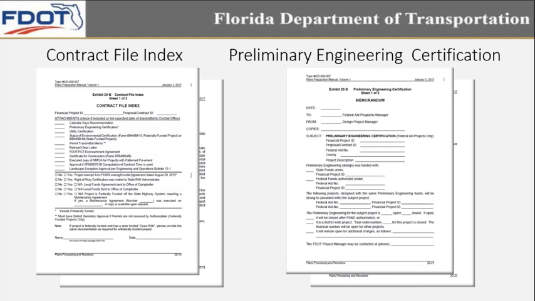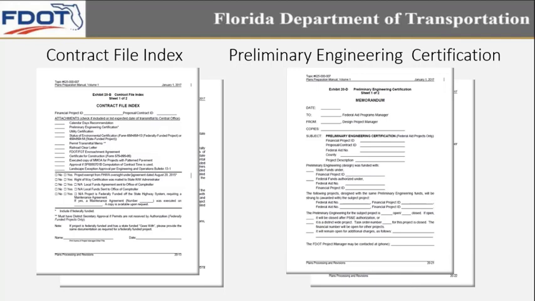It's your contract file index. Everyone sees this come up at the end. Everyone's asking, where is the contract file index? Was that included in the submittal? And this really is the check to see if your project is complete, if you have a complete set of contract documents. And that goes hand in hand with the preliminary engineering certification.